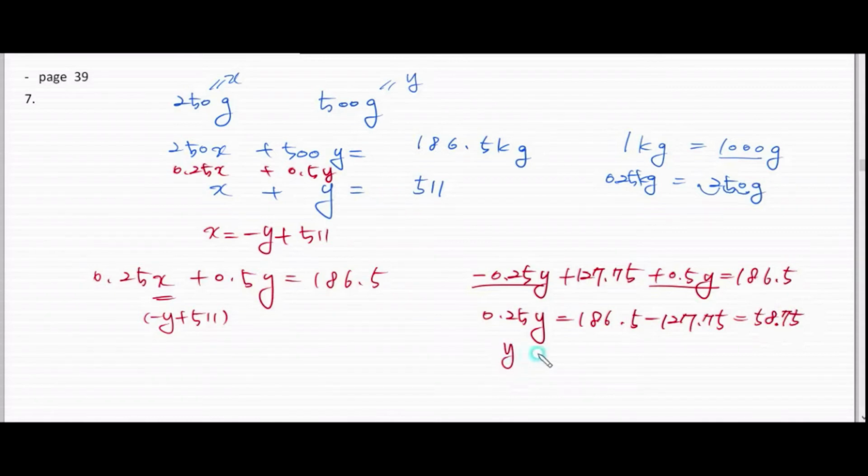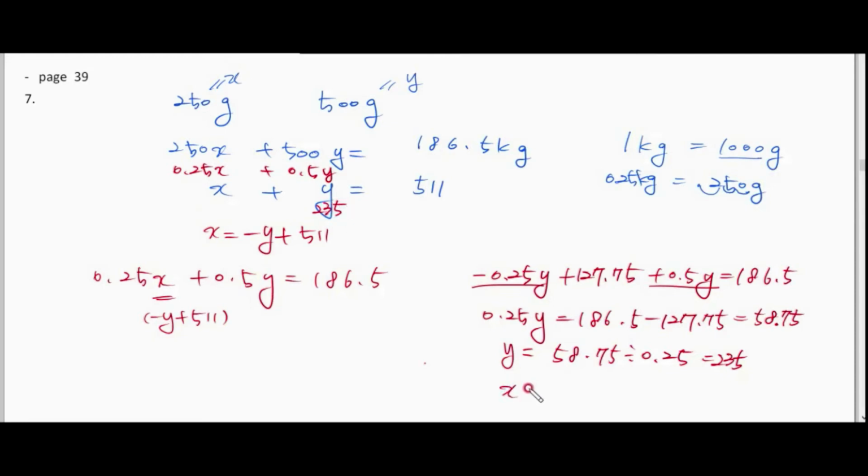And y equals 58.75 divided by 0.25, or multiplied by 4. That equals 235. So y is 235. Let's substitute that into the second equation. So this is 235, then x is 276.